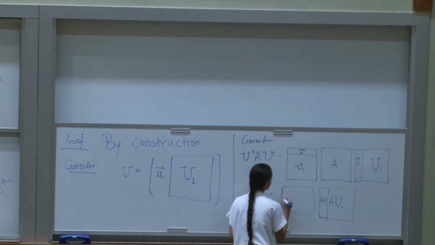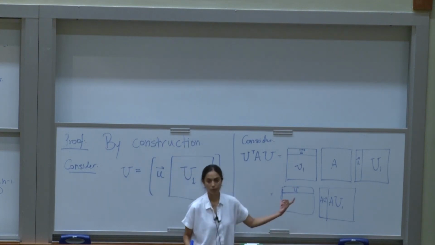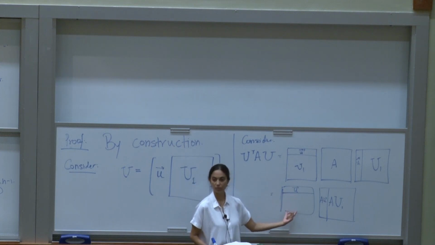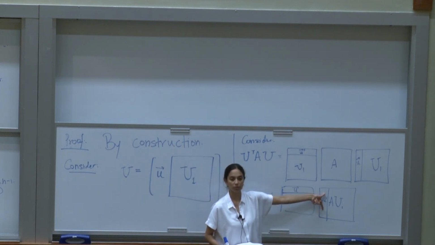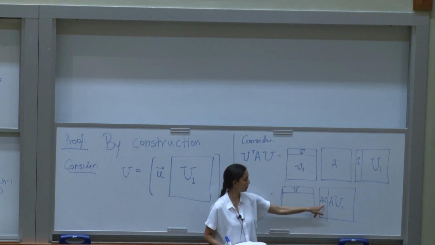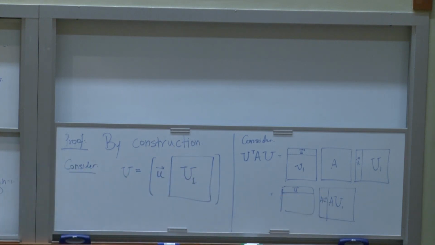And now when I do this next multiplication, I have this u here. So I'm going to go row by row. When I take this row times this column, what am I going to get out? What is this Au? What can I rewrite this as? This thing is just lambda u.